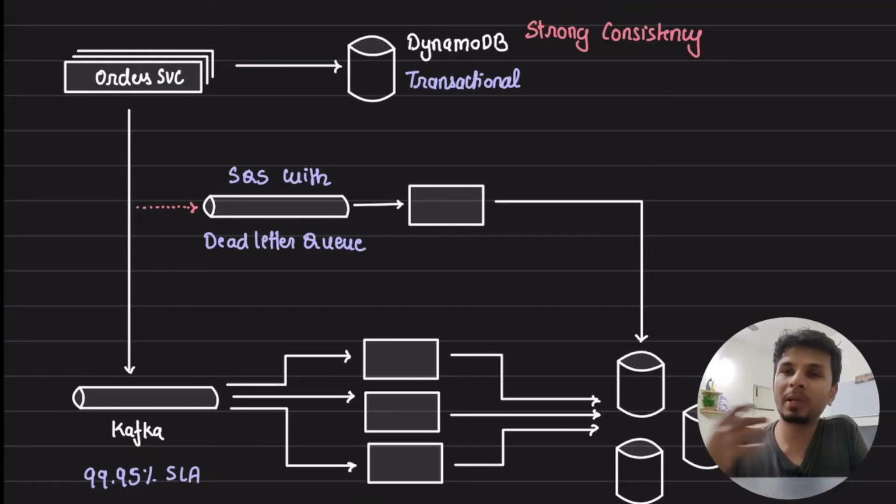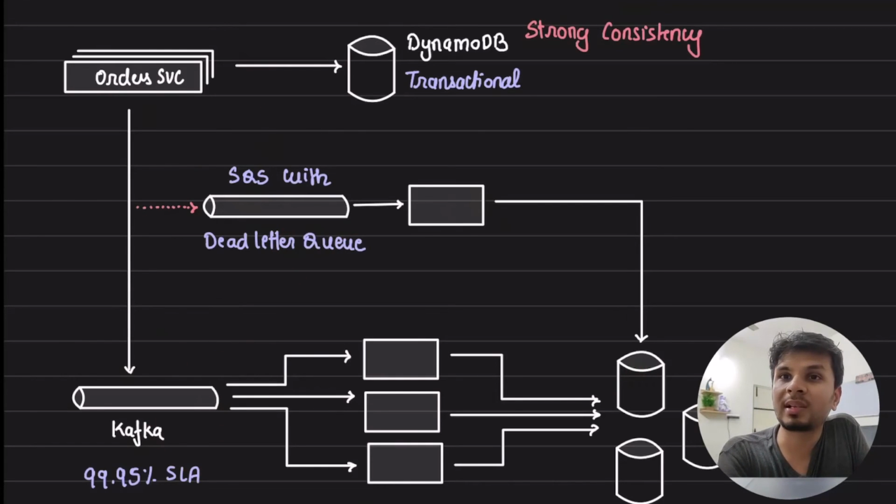That is where, because Grab is on AWS, they have SQS as a backup option. So if Kafka is down, the order service pushes the same message to SQS, which is then consumed by a few consumers and put into MySQL. So even if Kafka is down, you have a fallback.